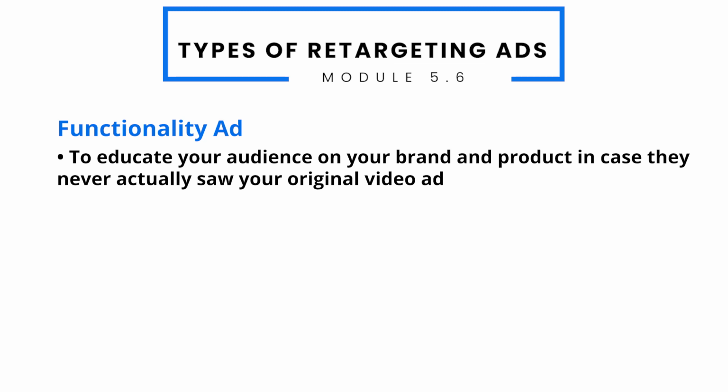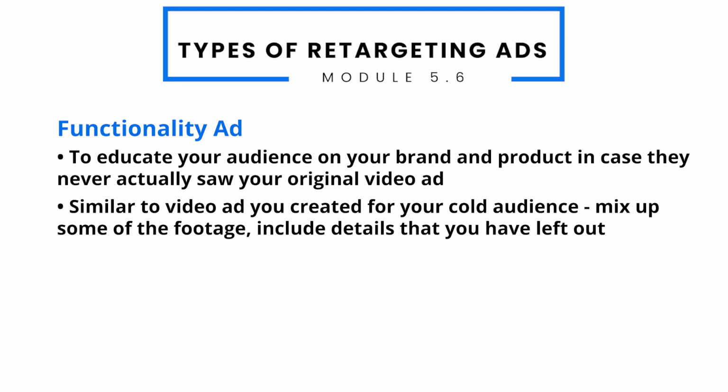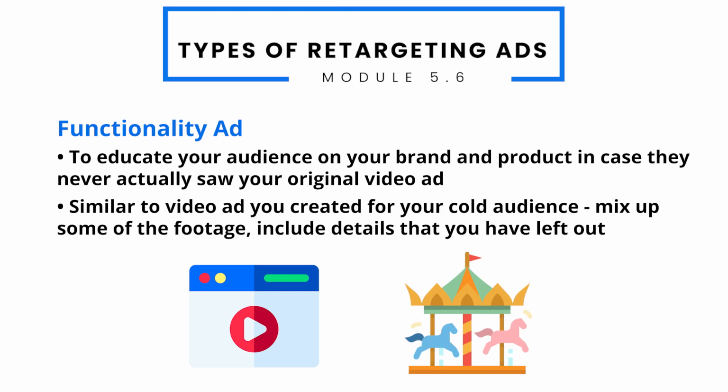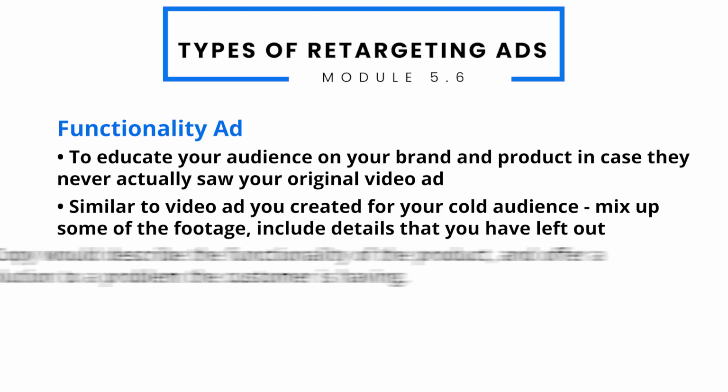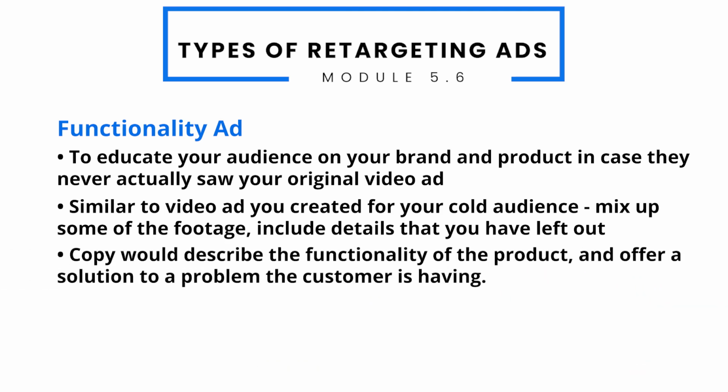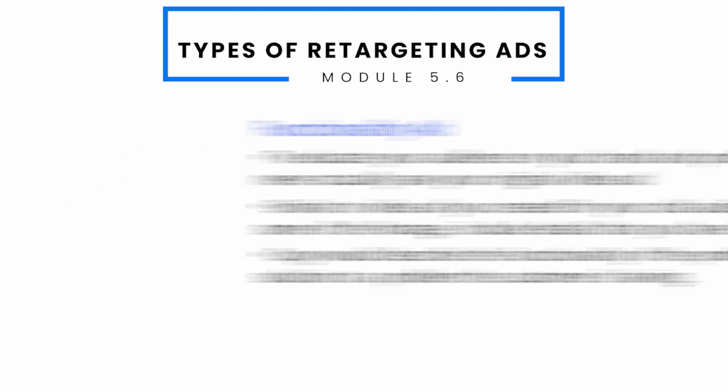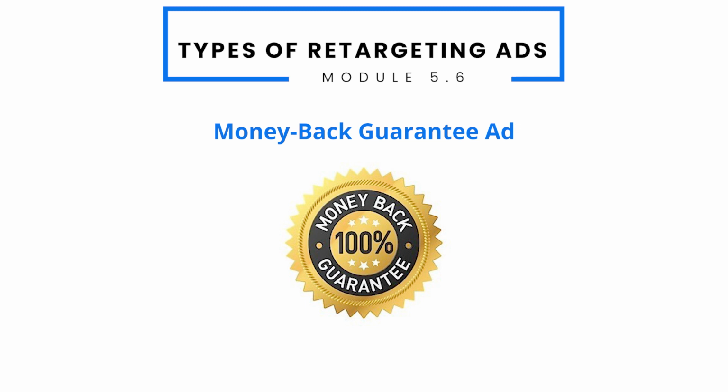It's much like the video ad you created for your cold audience, but this time you could mix up some of the footage and maybe include details that you might have left out in the original ad. This type of ad will typically be a video, though a collection of images in the form of a carousel ad could also work great. The ad's copy will describe the functionality of the product and offer a solution to a problem the customer is having. Third, we have the money back guarantee ad.